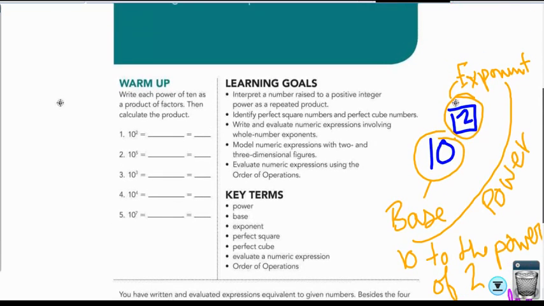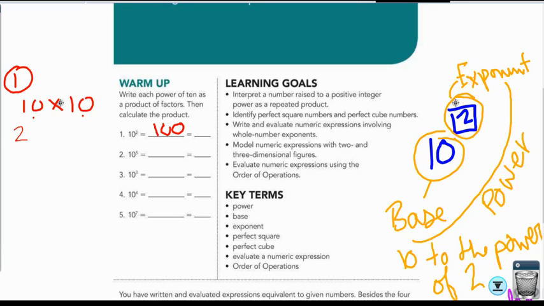So if I head back over here, we can see what that means by giving some examples as we saw in the warm-up. Number 1 says 10 to the second power. And the way I would write this is 10 times 10. It's a repeated multiplication, and I did it 2 times, which is equal to 100. That's number 1.